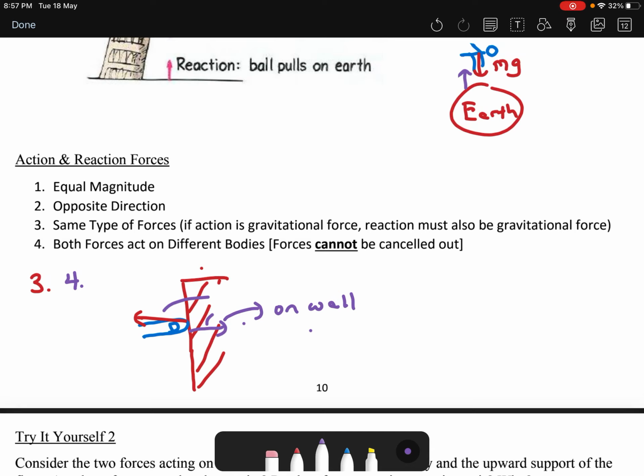Okay, then in turn my wall pushes my finger, right? This force, red color force, is acting on my finger. So you'll notice that the two forces are acting on different substance or different object. But in physics we call it different body. So wall here, finger here. They must be acting on two different body. So that's why the force cannot be cancelled out.